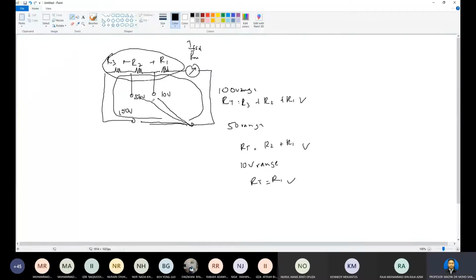If you connect to the 50 volt here, the current will flow through R1 and R2, that's why it is R1 plus R2. This is the same. You can use the formula to calculate R1, R2, and R3. If we connect to the 10 volts here, you can calculate this R1 using the formula from before. So there is a difference between figure 5B and 5A.